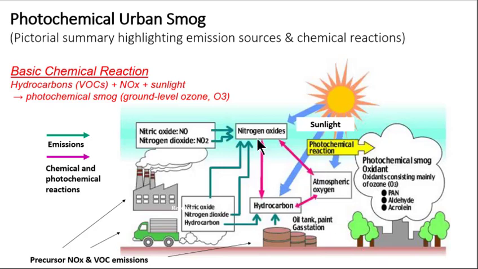The middle part of the graphic illustrates pictorially the photochemical reactions that take place involving sunlight and these emission species. The right side of the graphic illustrates the products of the photochemical reactions, enhanced ground-level ozone, and other photochemical smog constituents.